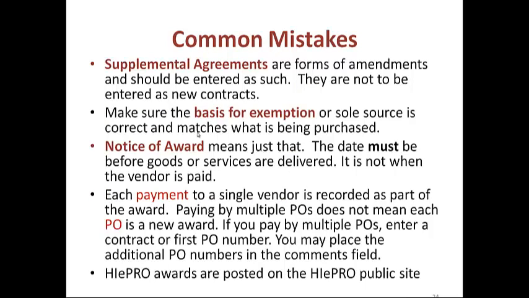Some common mistakes. When people do supplemental agreements, they list them as separate contracts, but they're not. They're supplemental to the original contract. So they're a form of an amendment and should be entered as such. They are not to be listed as a new contract. When you're using the exempt method of procurement or sole source, make sure that the basis for the exemption or the sole source is correct and that it matches what's being purchased.